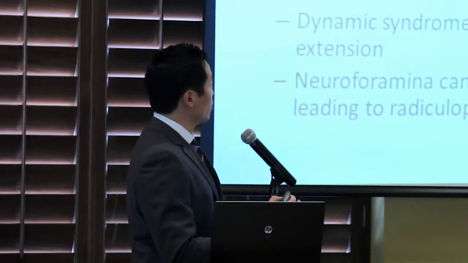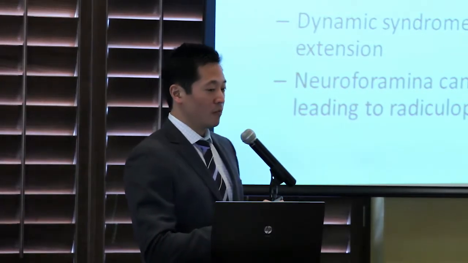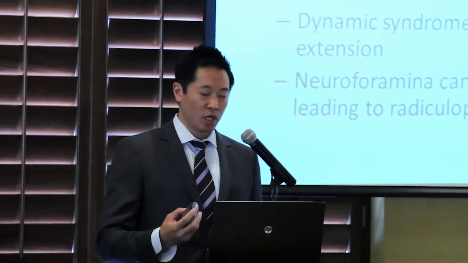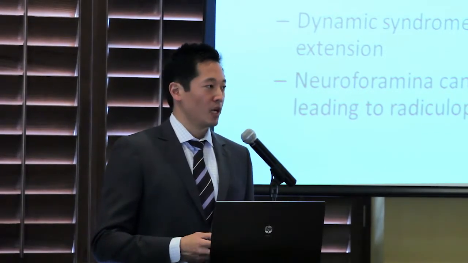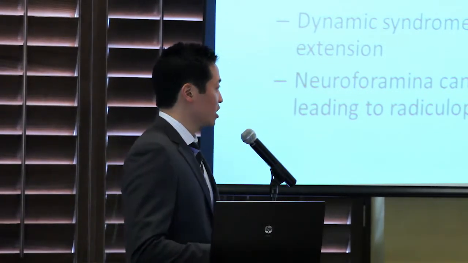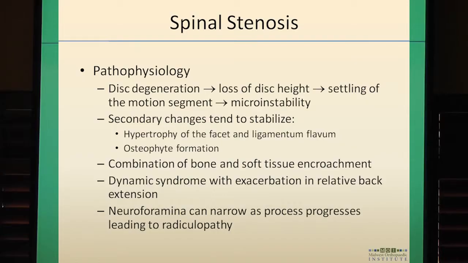Because of the microinstability, you're going to get hypertrophy of the facet joint. If you can imagine, the facet joints in the back of the spine are going to try to resist that motion. They do that by forming bone spurs, enlarging, and so forth. And because of that, you get encroachment on the spinal canal.